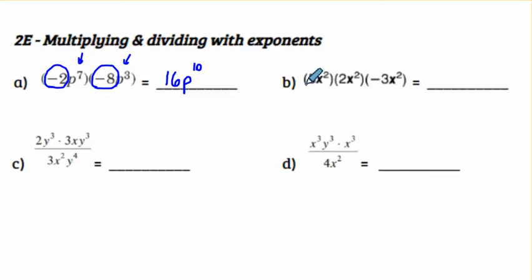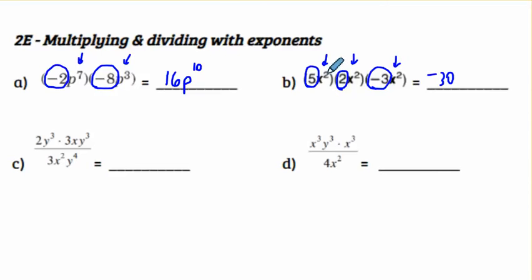For b, again, I'm going to pull out these coefficients first and deal with them just like they always have been dealt with. 5 times 2 is 10, and 10 times -3 is -30. A lot of you forgot that negative sign. And then we look at our variables. They all have the same base.